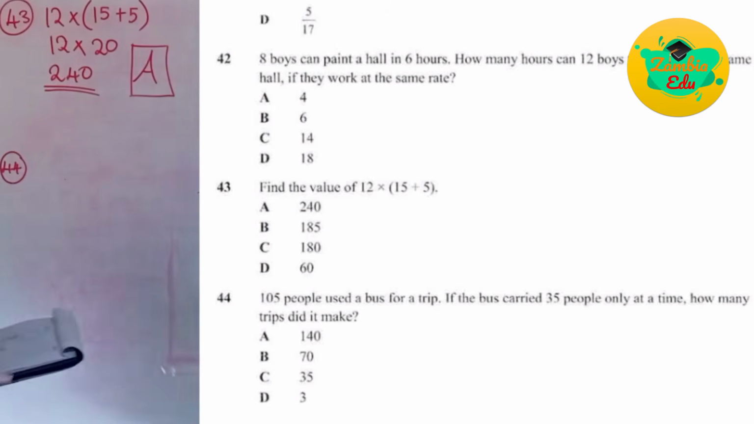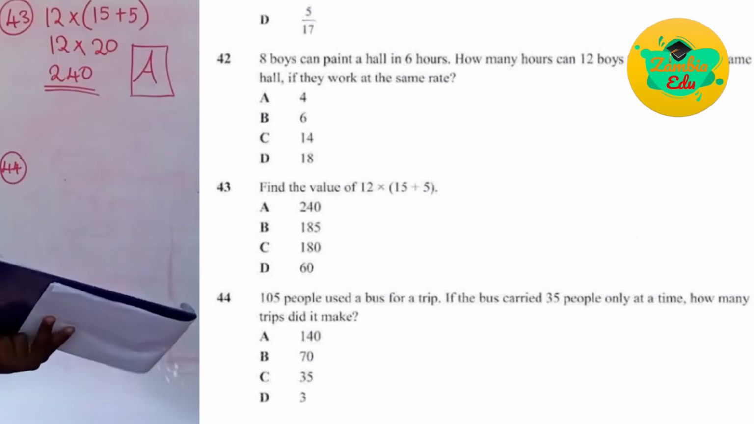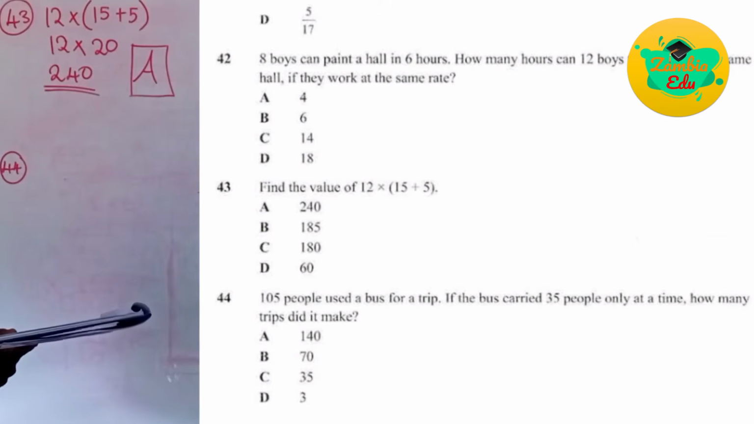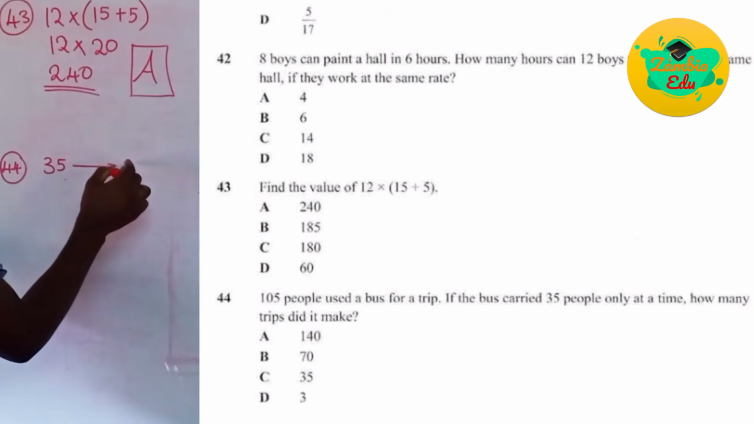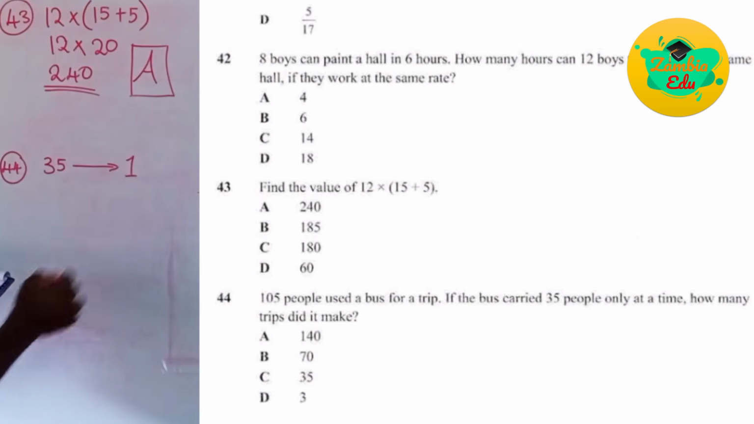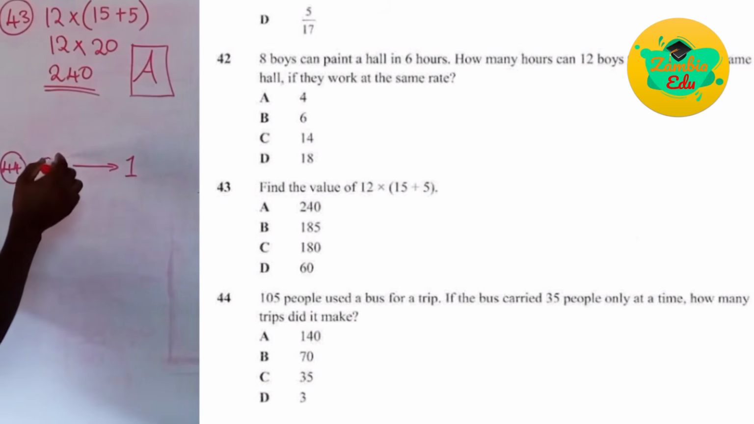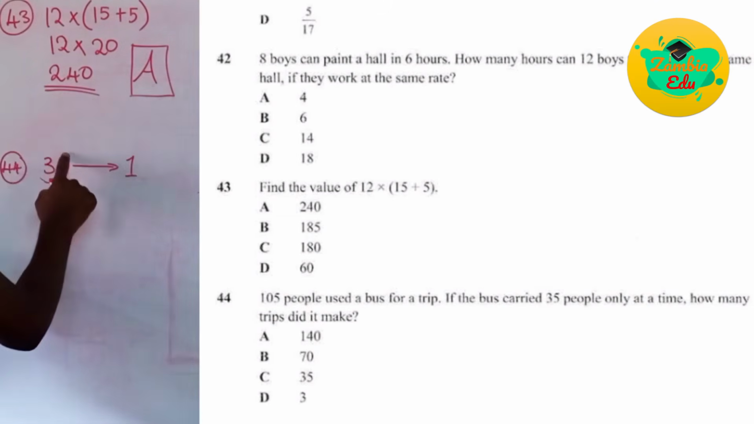Question 44 says 105 people used a bus for a trip. If the bus carried 35 people only at a time, how many trips did it make? So we can use direct proportion here. We've been told that 35 people would give us 1 trip. The one bus only carried 35 people. So 35 people, that is 1 trip.